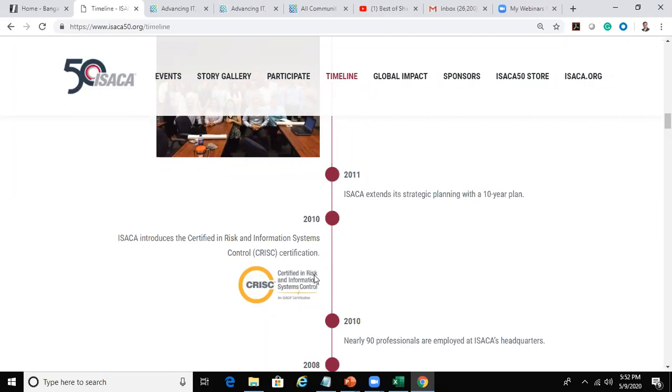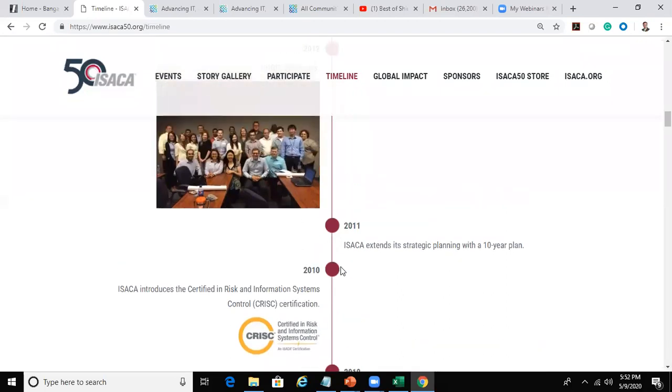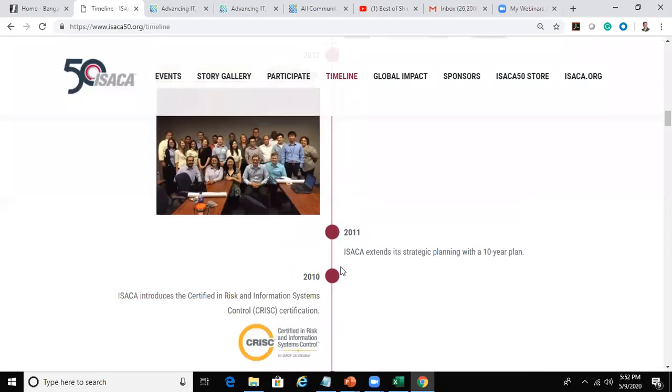So CRISC is predominantly an IT risk certification. In fact, many organizations have made it part of the job description. If you are working in the first line, second line, especially in the chief risk office or a CISO office, I know many banks have put CRISC as a mandatory certification. That's how it starts gaining momentum.